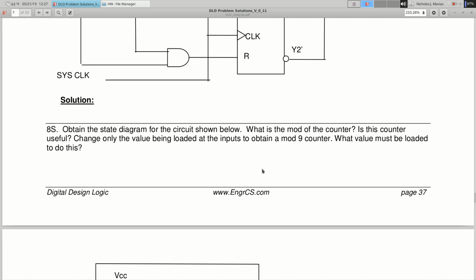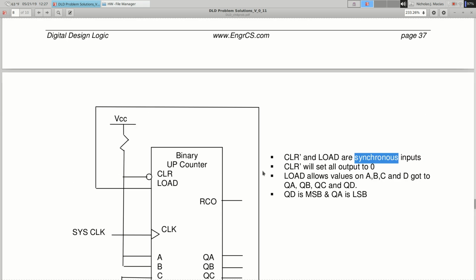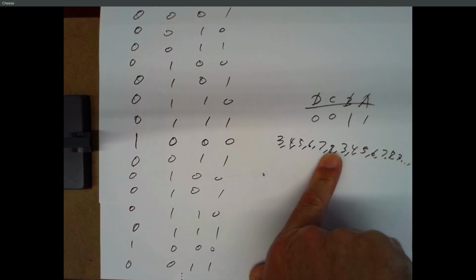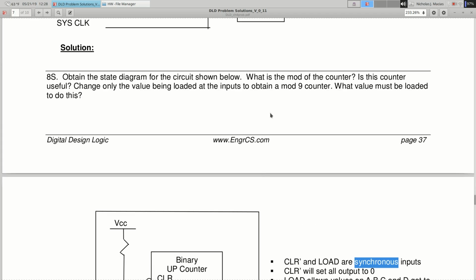So what is the mod of this counter? I think it's supposed to be considered a mod 6 counter, right? So it's mod 6 because it has 6 unique values, 3, 4, 5, 6, 7, and 8. All right, is this counter useful? Well, it depends on what kind of circuitry you need to drive your spaceship, but if you need something that counts from 3 to 8 and goes back, yeah, it's useful.